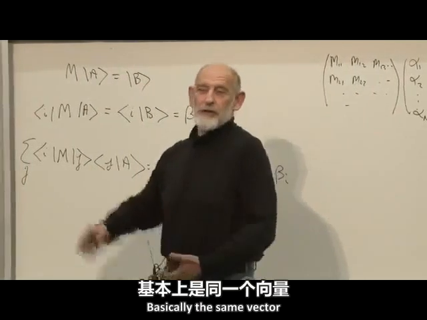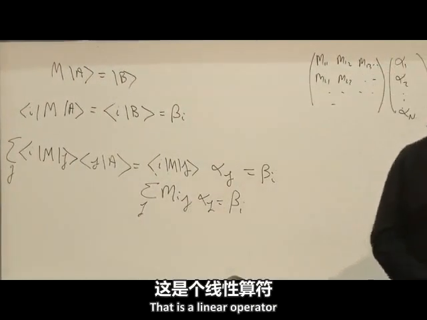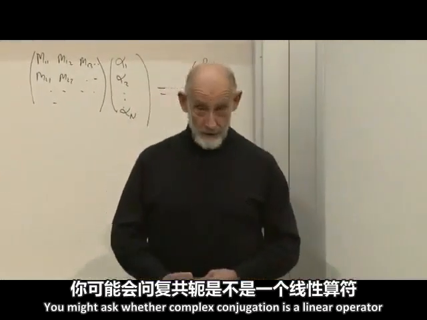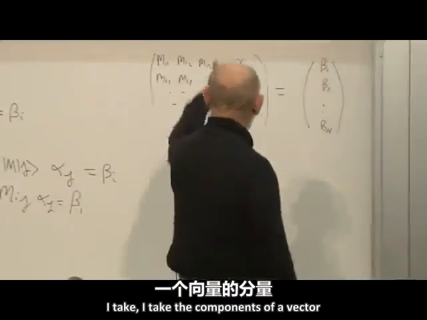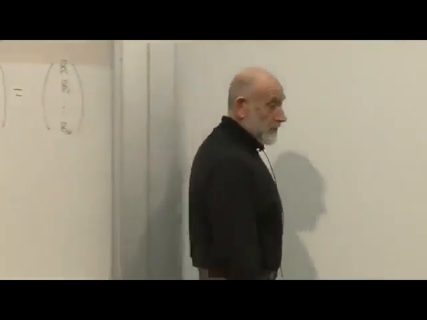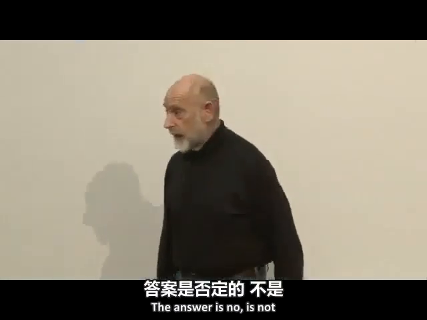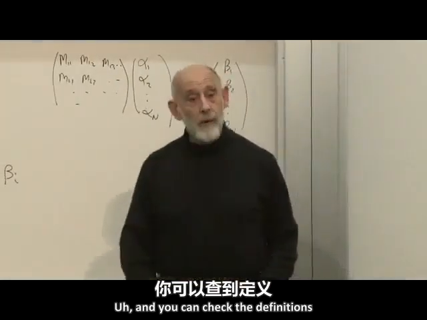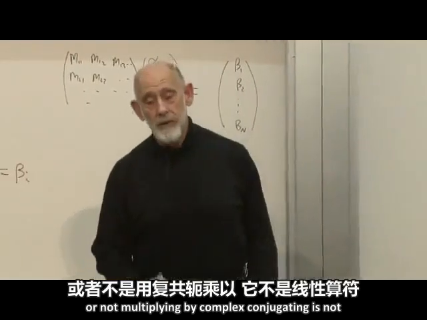It's basically the same vector, but twice as long or something. That is a linear operator. You might ask whether complex conjugation is a linear operator. I take the components of a vector and replace them by their complex conjugates. The answer is no. It is not. And you can check the definitions. Complex conjugating the components of a vector is not linear.